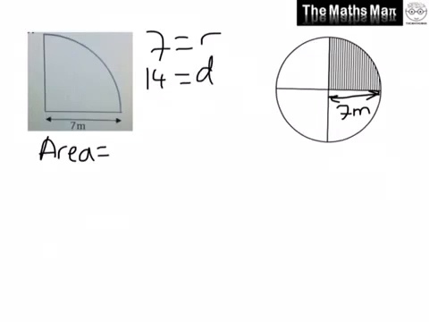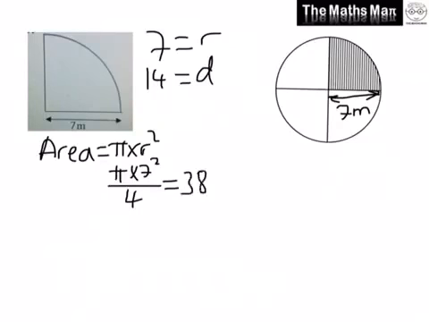So now to work out the area, if it was a full circle, we would do pi times r squared. Then we could plug in our value of r, so pi times 7 squared. Now, since this is a quarter of a circle, we're just going to divide our answer by 4. And that will come out as 38.5 meters squared.